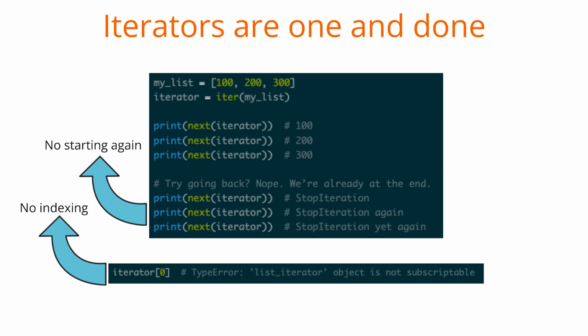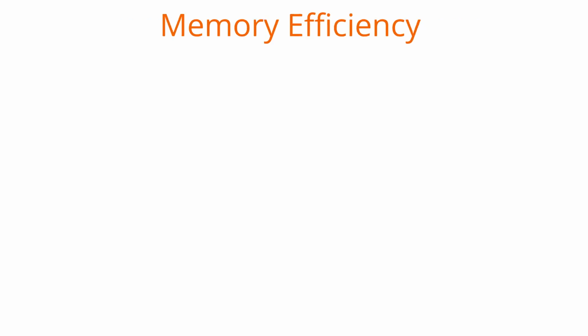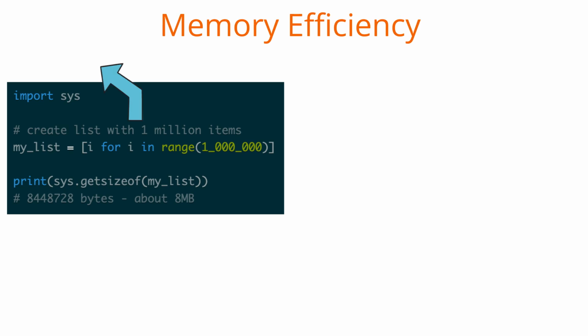This behavior is actually really helpful when you're working with large data streams, like reading from a file, querying a database, or processing an infinite sequence. You don't want all the data sitting in memory at once, you just want the next item when you need it. Iterators are extremely memory efficient. Let's say you need to process 1,000,000 numbers. If you store all 1,000,000 in a list, that's 1,000,000 numbers loaded into memory, just sitting there. But an iterator doesn't need to store everything. It only gives you one item at a time and only when you ask for it. That's what we mean by lazy evaluation.